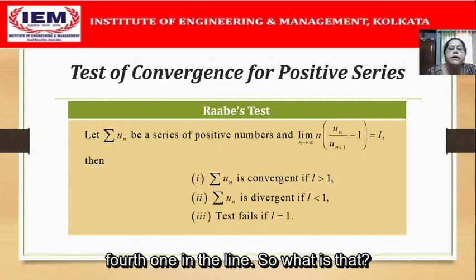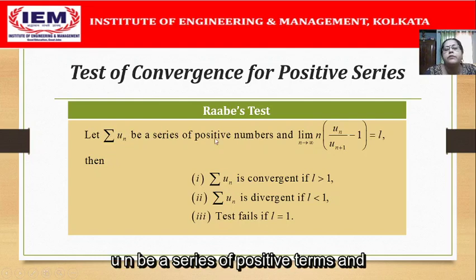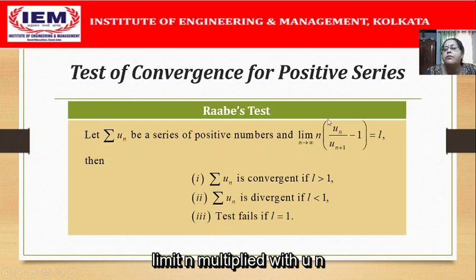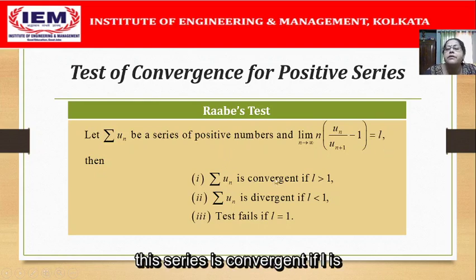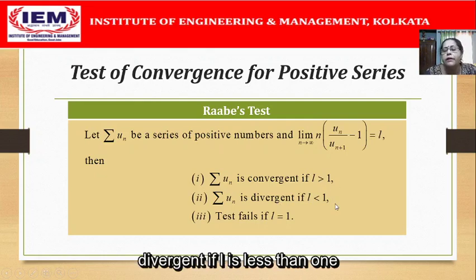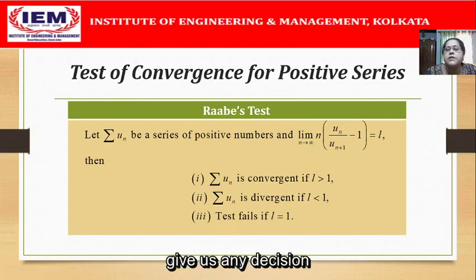So what is that? This test says that let sigma un be a series of positive terms and limit n multiplied with un by un plus 1 minus 1 as n tends to infinity equal to L. Then this series is convergent if L is greater than 1, divergent if L is less than 1, and the test fails. That means it cannot give us any decision if L is equal to 1.